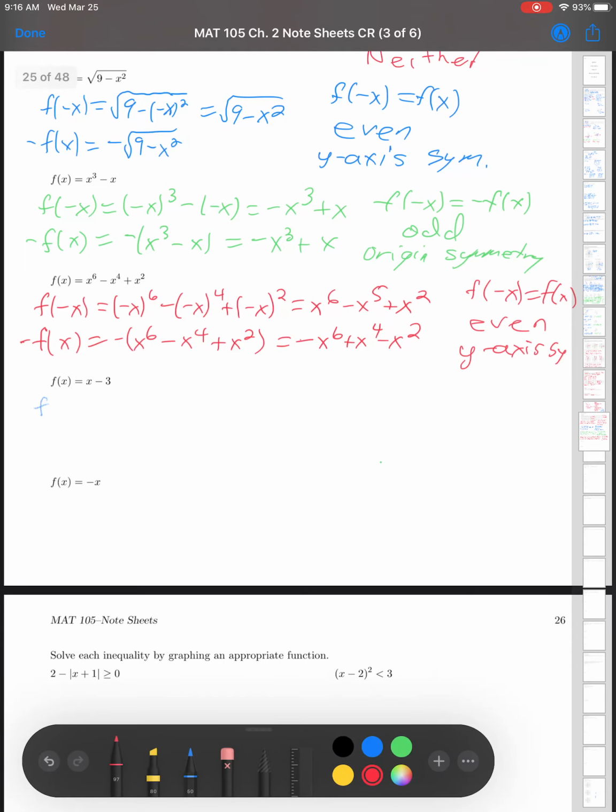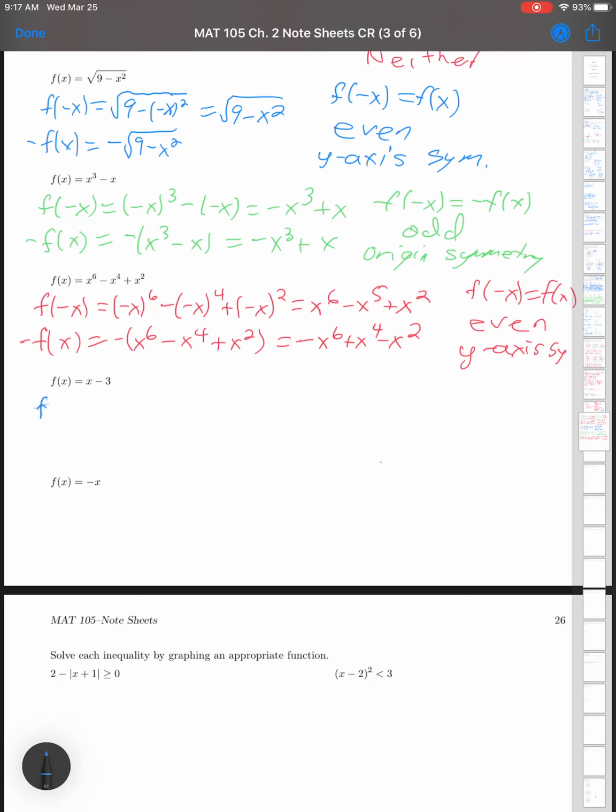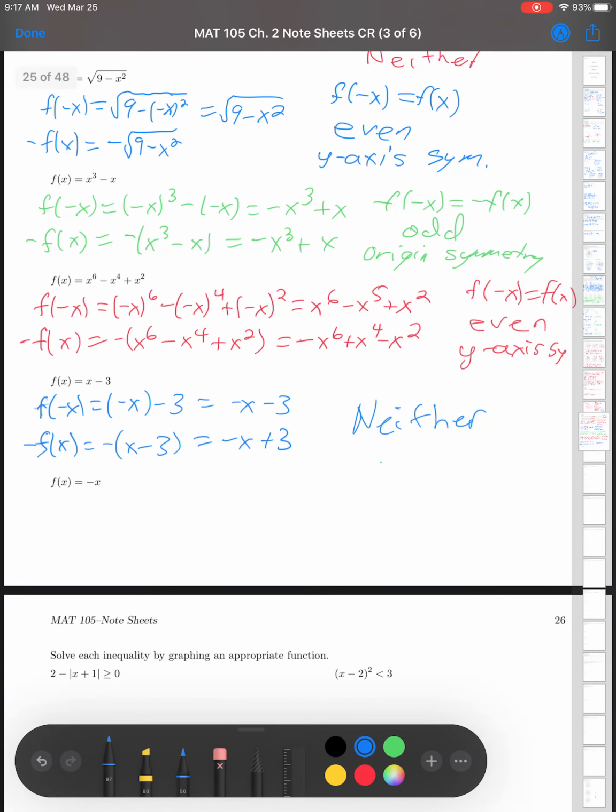So then the third one here, f of the opposite of x and the opposite of f of x. So that would be the opposite of x minus 3 and the opposite of x minus 3 like that. So that would be the opposite of x minus 3 and the opposite of x plus 3. And if we look, none of those are equal to each other. So this one has neither.